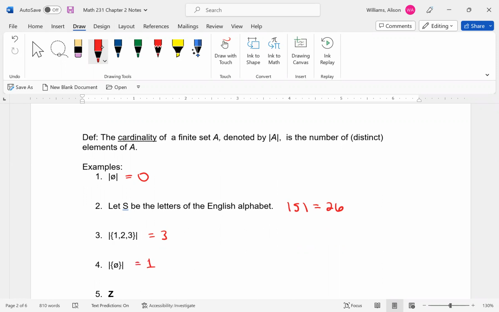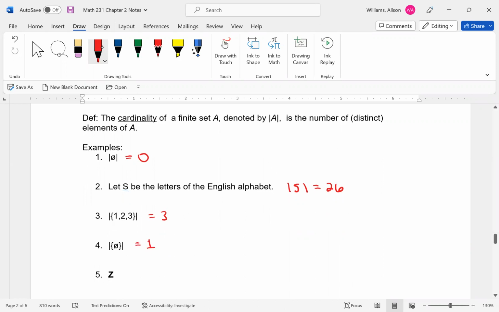Integers, however, I can't list, so we just say they're infinite. Now, you could actually abuse notation a little bit and say that it equals infinity. That's a really bad thing to say because infinity is not really something we can equal, but it is an abuse of notation to write it that way.